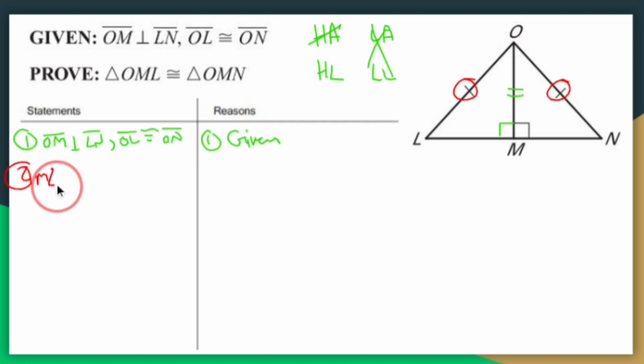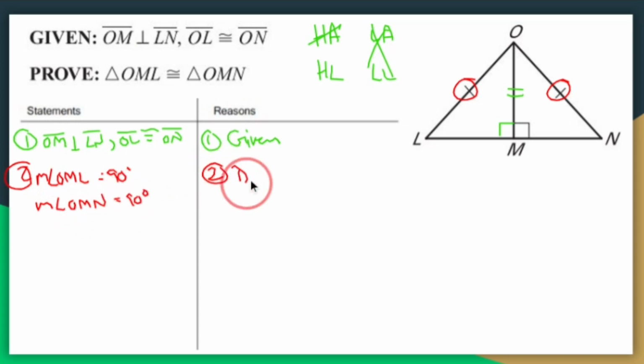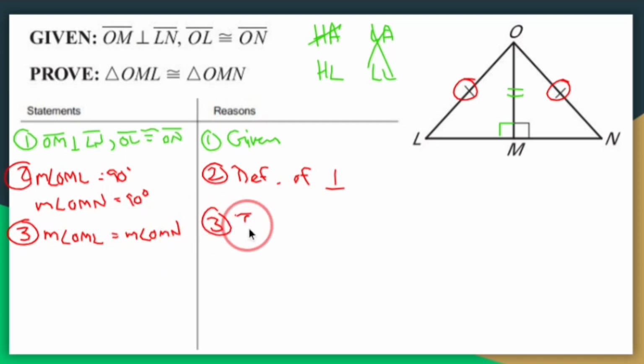So the measure of OML equals 90 degrees, and the measure of OMN is 90 degrees. And this is by definition of perpendicular lines. Okay. Which means we are allowed to say that the measure of angle OML is congruent to the measure of angle OMN. And that is through the transitive property.